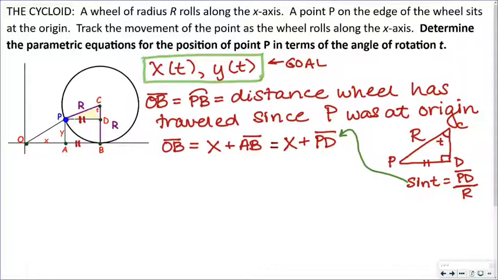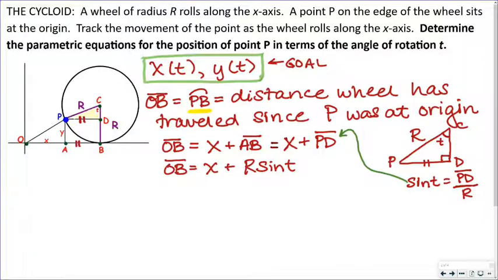So now I have that length OB equals X plus R sine t, where capital R is a fixed value for the length of the radius of the circle. Okay, now I'm going to go on to the second length we're talking about, which is length PB.